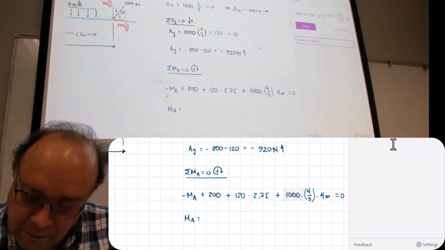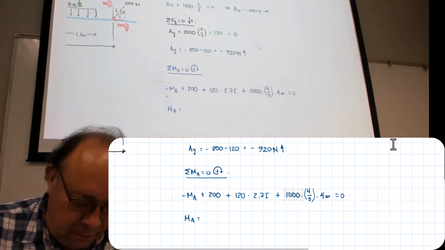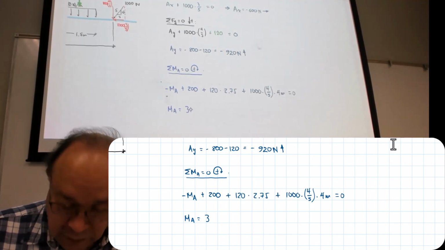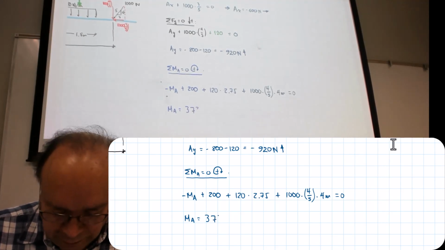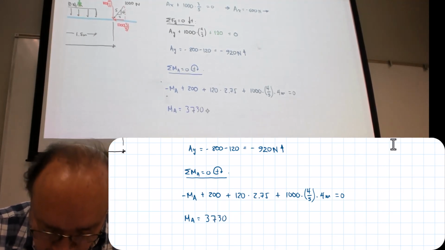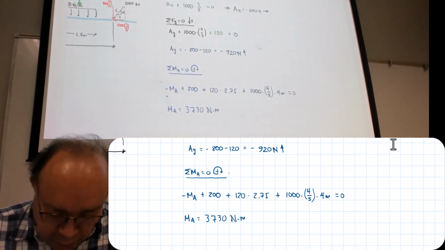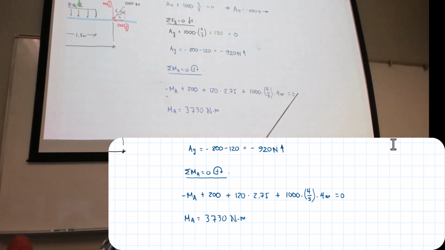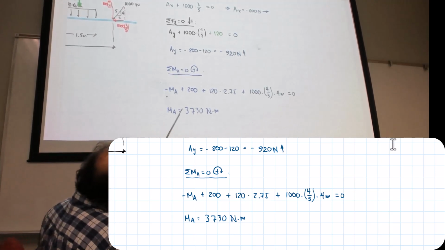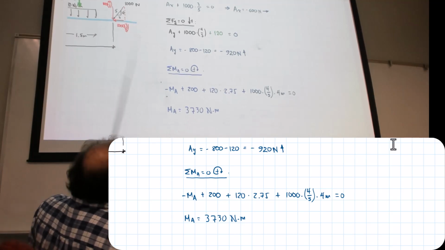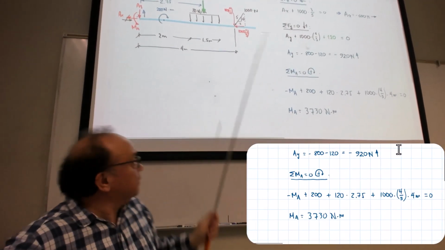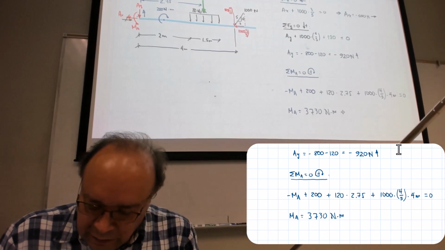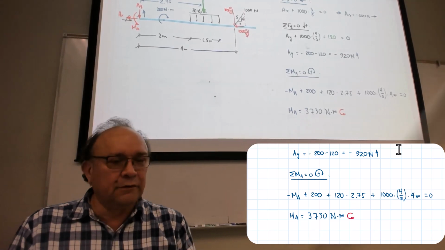So can you do this operation for me? 3,730. 3,730, and I got positive, right? Correct. Yeah. We got positive because, as you can imagine, this negative goes positive to this side, and everything is positive on this side, so it's positive. That means that this direction is correct. This direction is correct, so it's counterclockwise. So you can put it here like this. Okay?